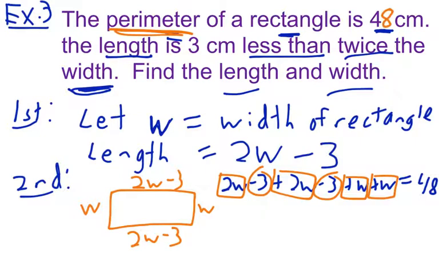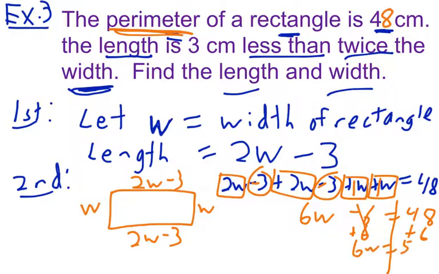So 2W plus 2W plus 1W plus 1W gives us 6W. And then a minus 3 and a minus 3 gives us a minus 6. Now it's just a two-step equation. Inverse operations, we want to add 6, 6W is going to be 54, and then divide by 6, and 54 divided by 6 is 9, so W equals 9. And now I look back at my question, it said find the length and the width.